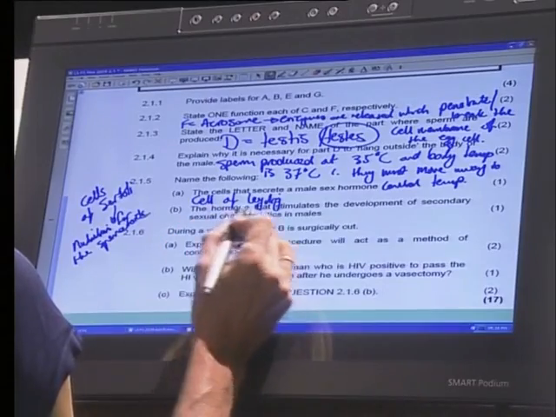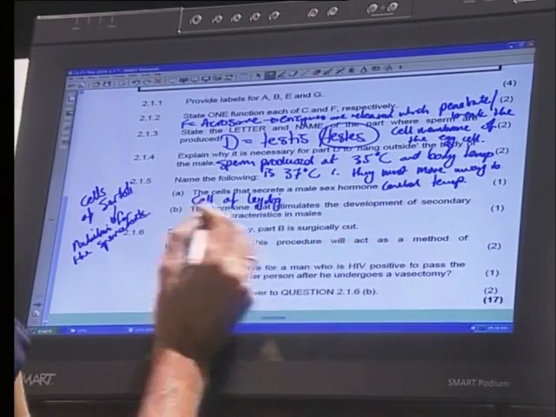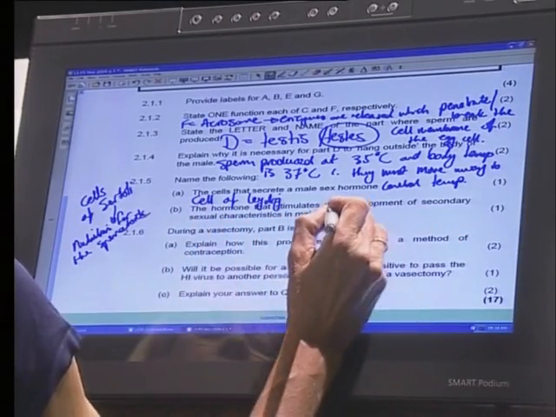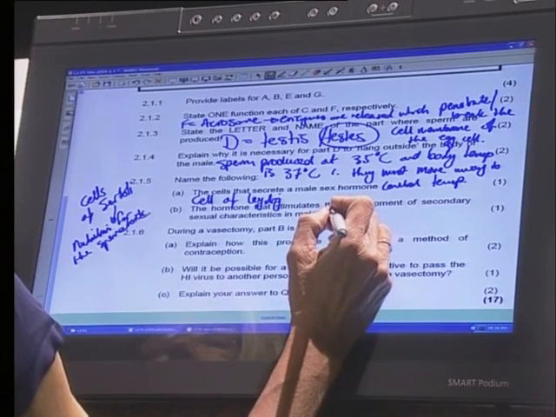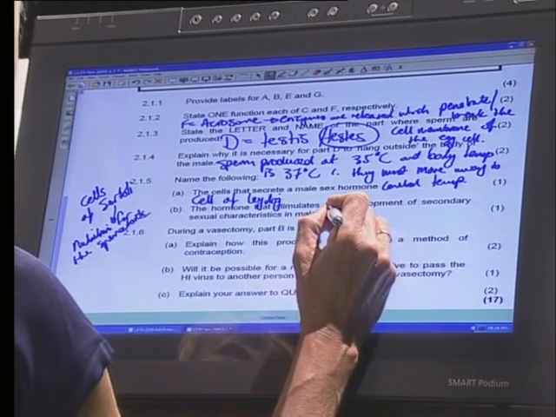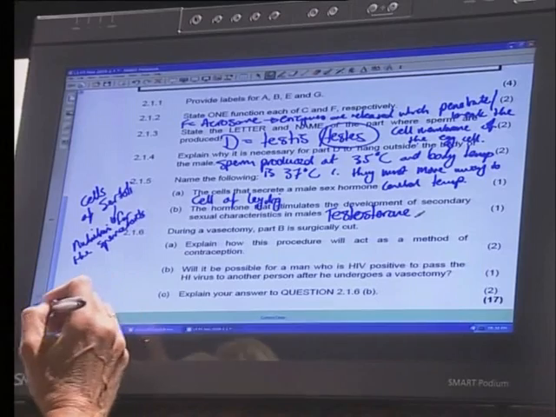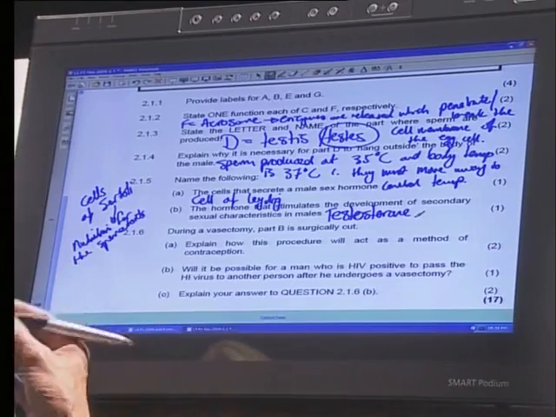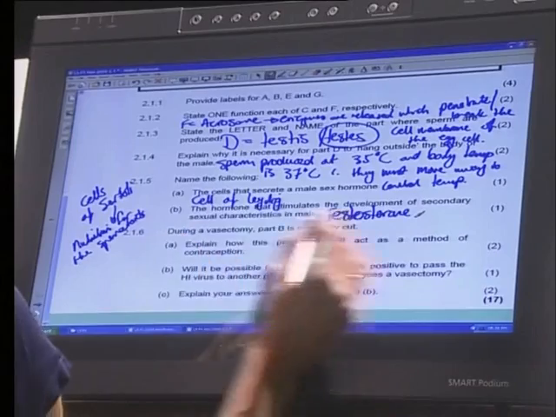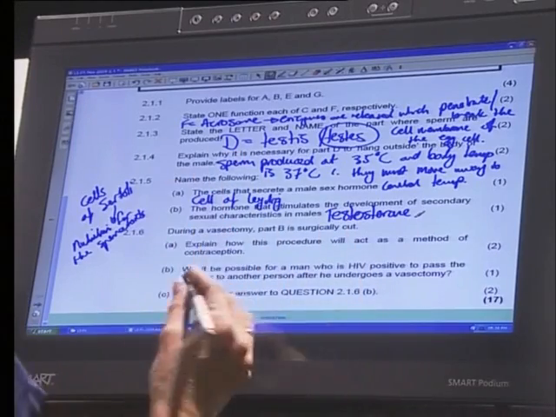All right. The hormone that stimulates the development of secondary sexual characteristics, which I think some guys have too much of. It is somatotrophic hormone. Testosterone. Here we go. Testosterone. Okay? And testosterone is what makes guys, you know? And it's their secondary male characteristics.